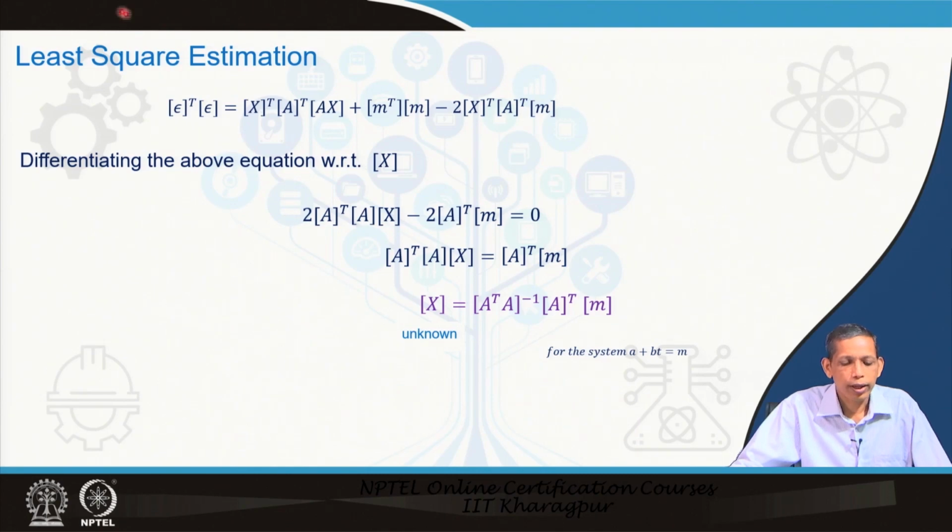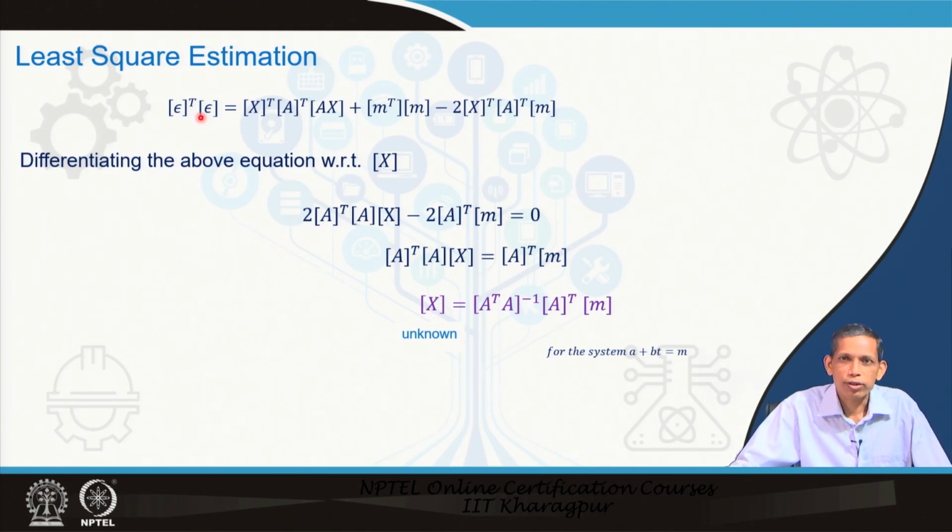Now, borrowing that equation from the earlier slide, we will differentiate this equation with respect to x. The reason is that this part is nothing but the summation of all elements epsilon squared: epsilon naught square, epsilon 1 square, plus epsilon 2 square, and so on till epsilon n minus 1 square, n number of elements in that part.